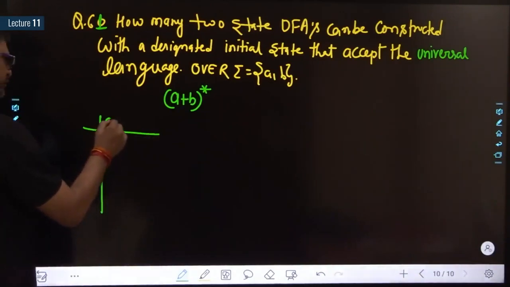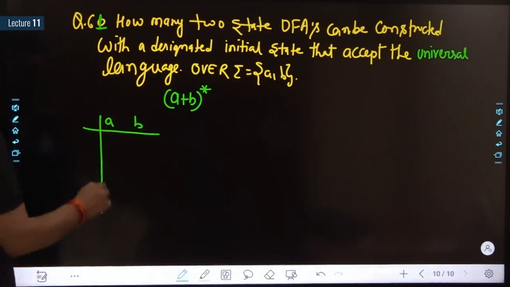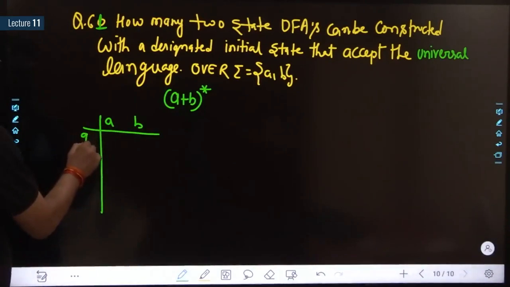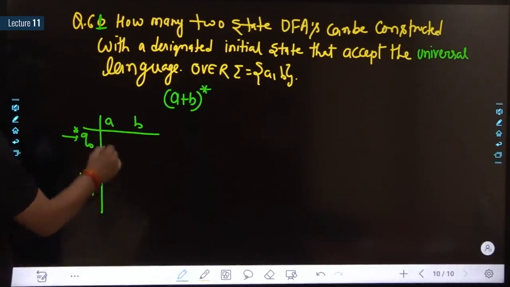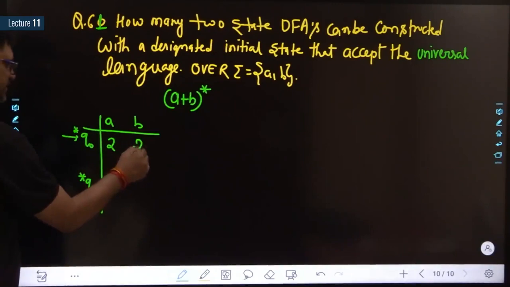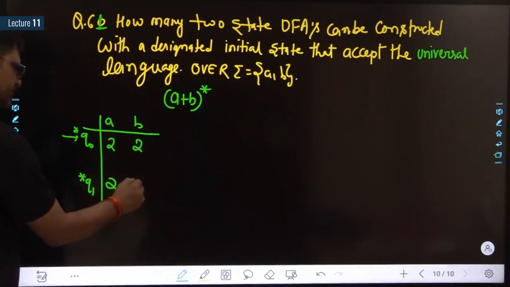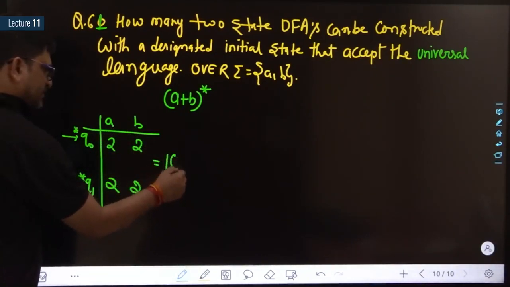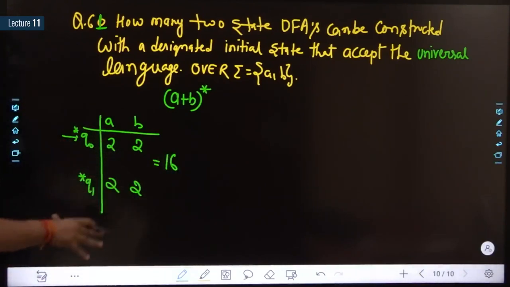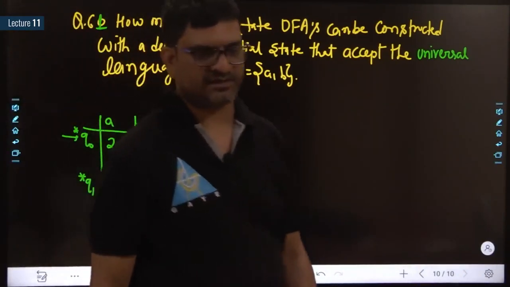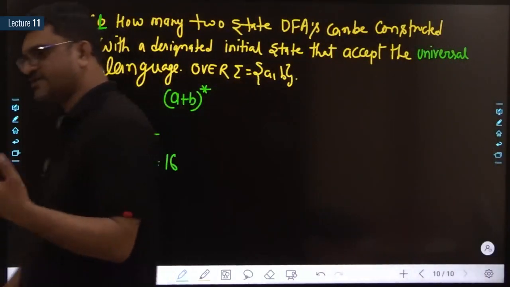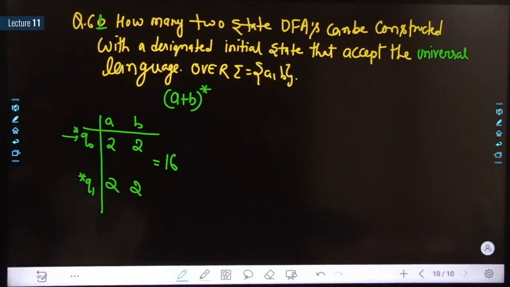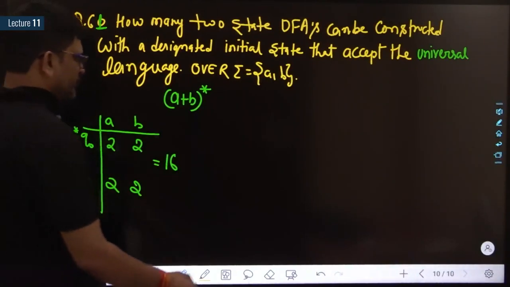If both states, Q0 and Q1, are final, it means it accepts the universal language. There are two possibilities for each, so these are 16 DFAs. These 16 DFAs accept the universal language. Other than this, many more DFAs are possible that accept the universal language.